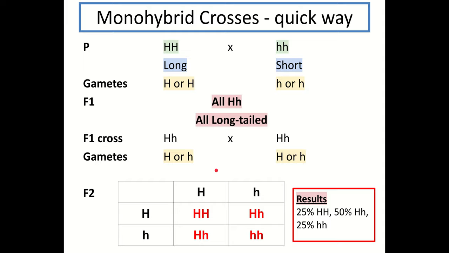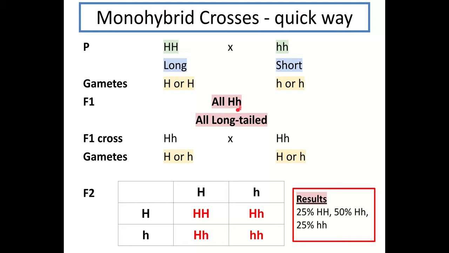So P for parental generation at the top, I got both of these from the question. This parent has a genotype big H, and is long-tailed as its phenotype. So long-tailed is dominant. The other parent has little h as their genotype, and their phenotype is short-tailed. I then work out the gametes these parents could pass on. The one on the left could pass on just big H, and the one on the right can only pass on little h. So my F1 generation is nice and easy because I can only have a big H and a little h together. All of my F1 generation have to be big H, little h, and because big H is dominant, all of them are long-tailed.